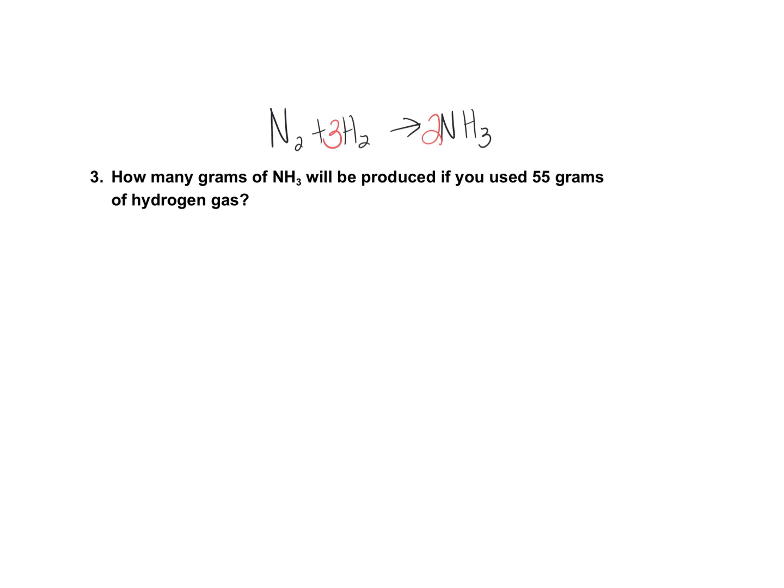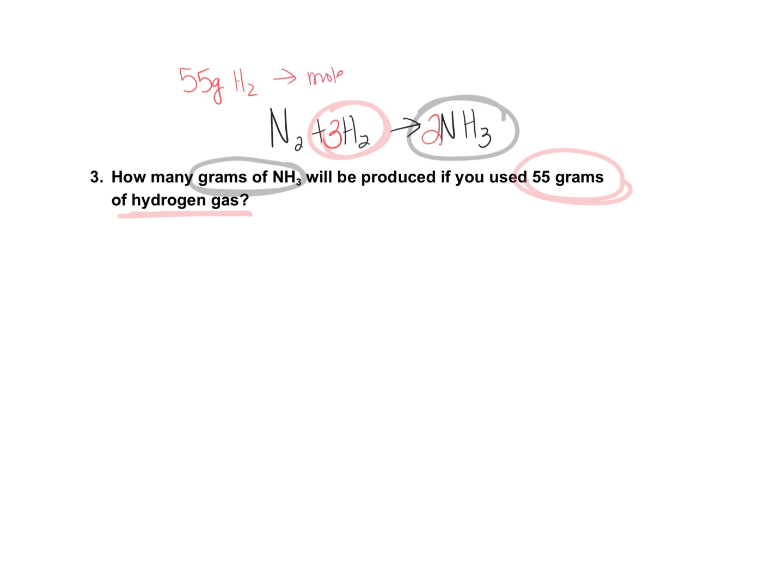The next one says how many grams of NH3 will be produced if you use 55 grams of hydrogen gas. So we're going to be working with this guy. So again, if we think about this, we're going to start with 55 grams of hydrogen gas. We're going to have to find out how many moles of hydrogen gas we have. Then we can use our mole-to-mole ratio to figure out how many moles of NH3, and then finally we can calculate our grams of NH3.